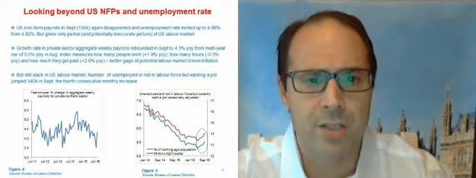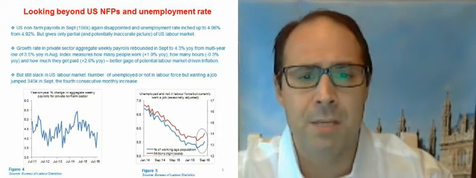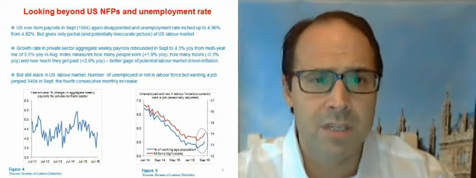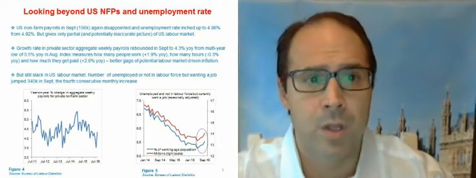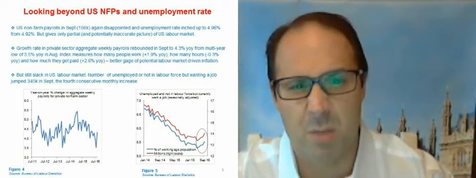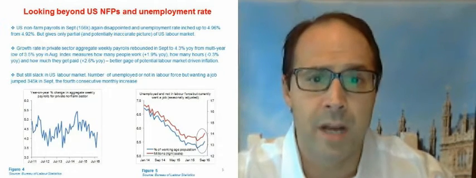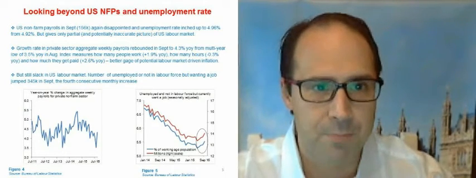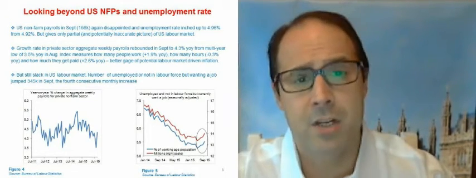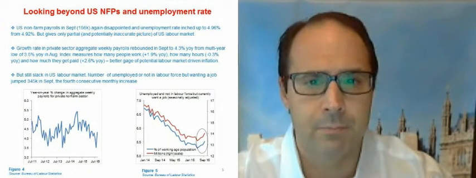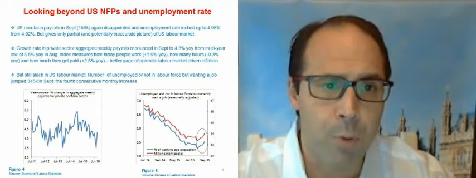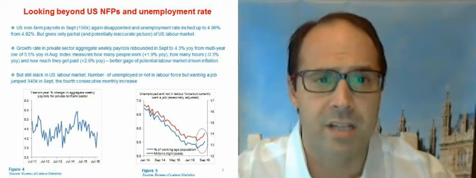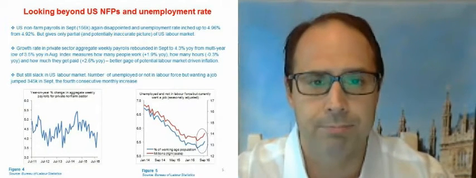Let's quickly turn to US labour market numbers, given the importance that the Fed and the market rightly attach to these data. Well, the September numbers were somewhat of a mixed bag. Non-farm payrolls in September were disappointing to some extent, and the unemployment rate did inch up, albeit very marginally, by 0.04 percentage points. But this really only gives us a very partial and potentially inaccurate picture of the US labour market. What I think is more important, and what I think the Fed actually focuses on, is the growth rate in private sector aggregate weekly payrolls.